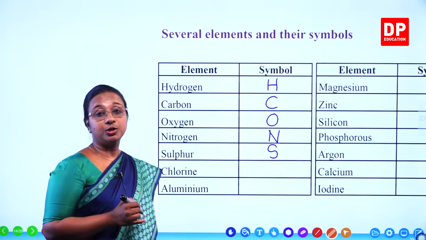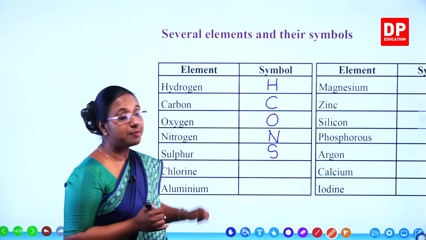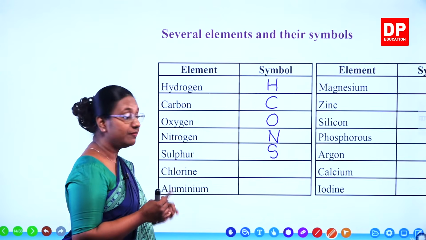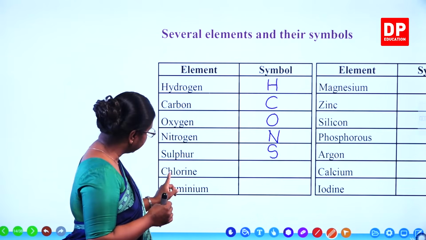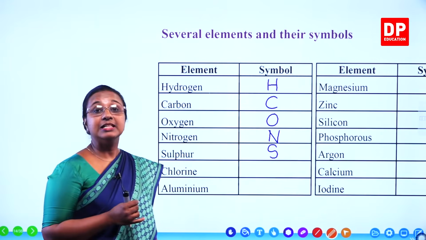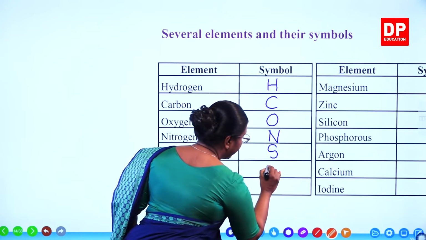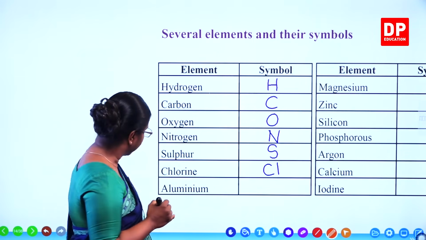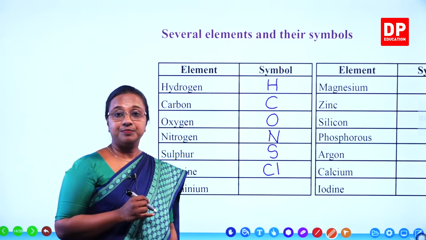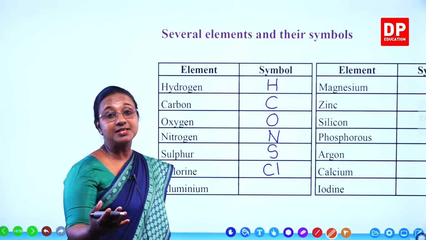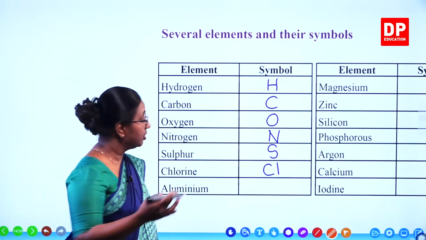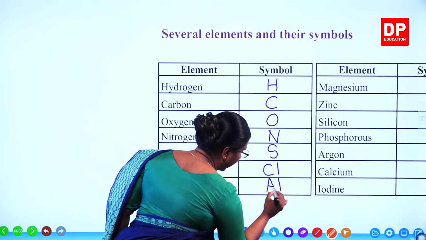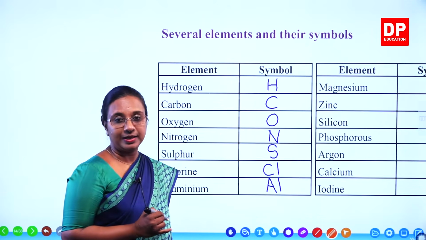Then we have chlorine. So already we have carbon there. Chlorine also starts with C. So I told you all we use another letter. Here it is the first letter and the third letter. So that becomes capital C, simple L, chlorine. What about aluminium? Again, there are elements starting with the letter A. So we wrote capital A and simple L, aluminium.